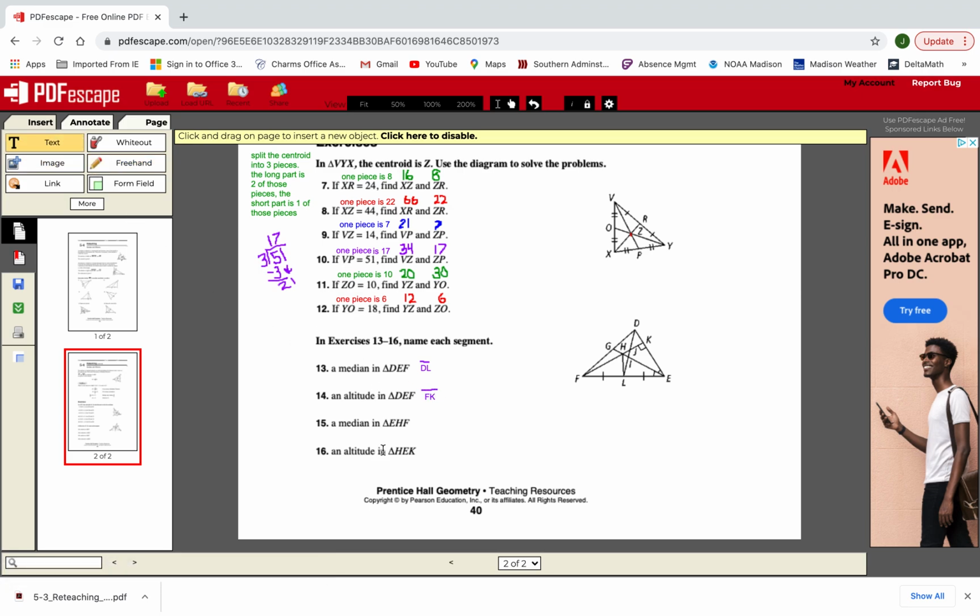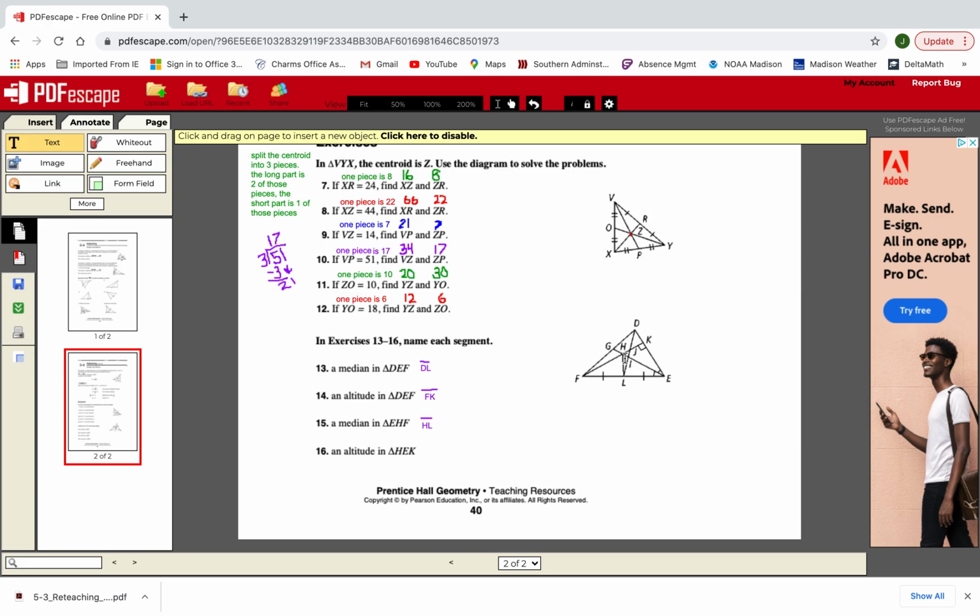So we're going to look now for a median in triangle EHF. I hope that y'all can see that triangle EHF. We're looking for a median, and again, a median goes from vertex to midpoint. Well, H is a vertex, and it comes down at the midpoint of EF, which is L. So HL would be a median in triangle EHF. I really wish they hadn't put one figure inside the other there, but it is what it is, and we're almost finished.